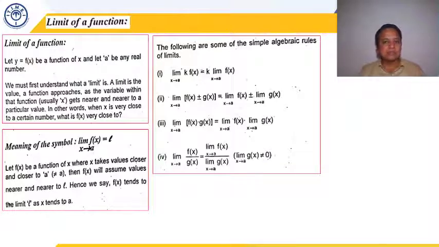So we can apply these simple algebraic rules of limits. If it is multiplied by a constant, keep the constant on the left hand side and evaluate the limit of the function. If it is a sum or difference of two different functions, then find the value of the limit and then use the corresponding sign in between, plus or minus. If it's a product of two different functions, then individually find the value of the limit as x tends to a, and whatever value of the limit you get, just multiply the two values.